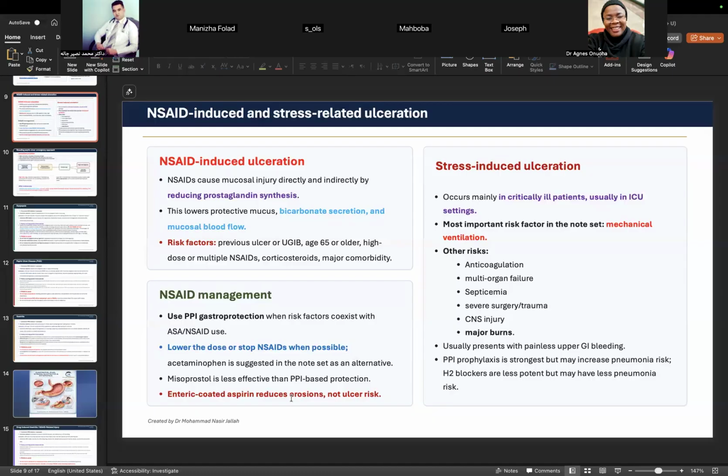It can reduce the erosion, but not the ulcer risk. So remember it for both NAC OSCE and MCQ1. That's why I made it red.